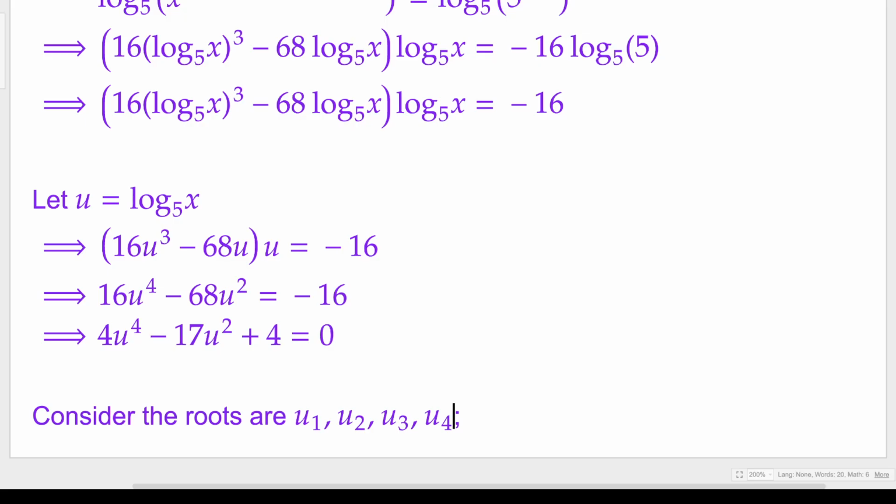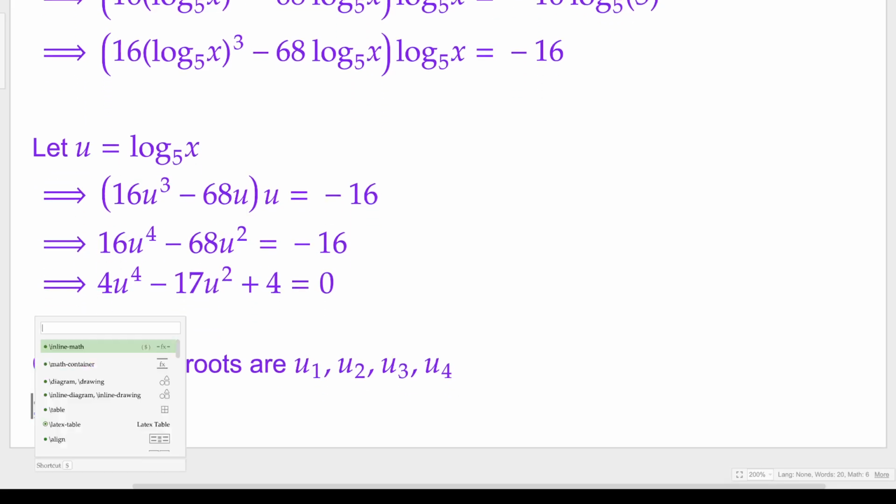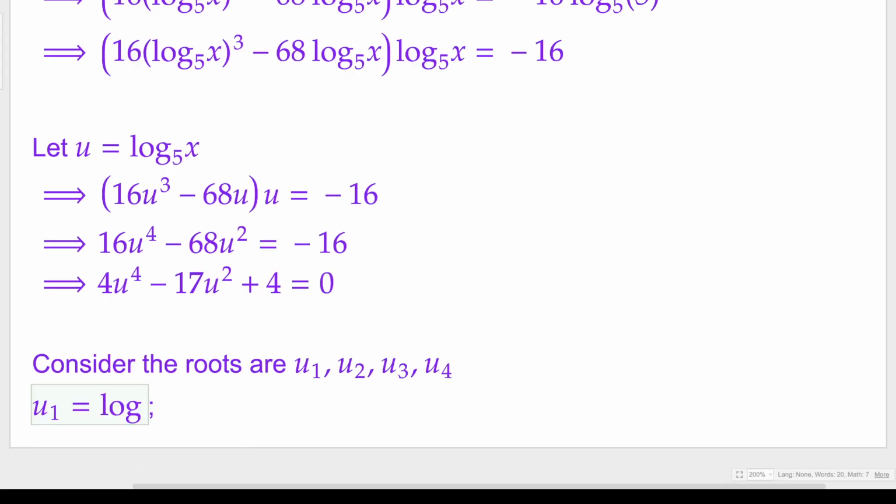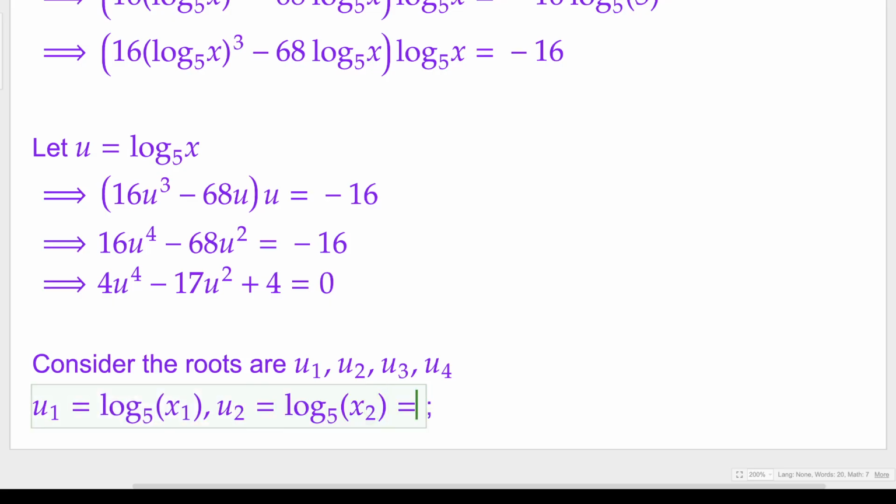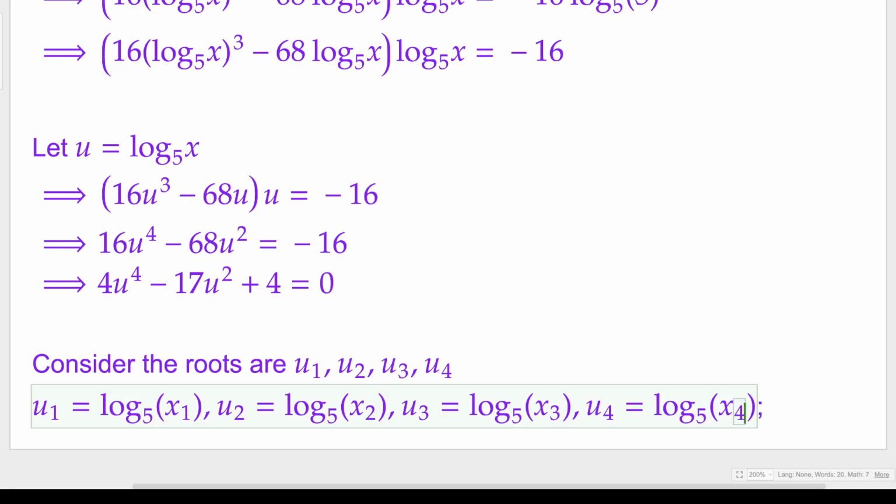From this, we can say that u1 would be log base 5 of x1. Then similarly for u2, I can write log base 5 of x2. Then for u3, I can write log base 5 of x3. And similarly for u4, I can write log base 5 of x4. So these are the roots.